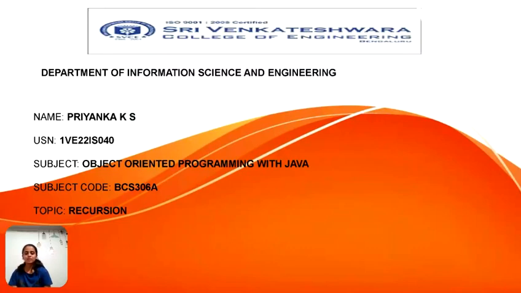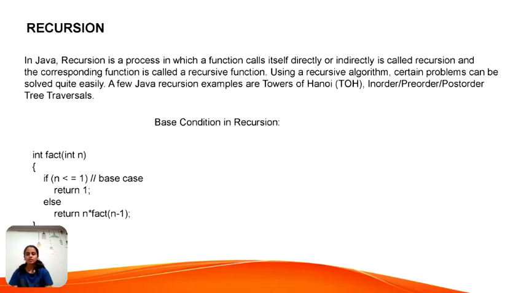Today in this video we'll be looking into recursion. Firstly, we'll see what is recursion. Recursion in Java is a process in which a function calls itself directly or indirectly, and the corresponding function is called a recursive function. Using a recursive function algorithm, certain problems can be solved quite easily. A few Java recursion examples are Towers of Hanoi, inorder, preorder and postorder tree traversals.